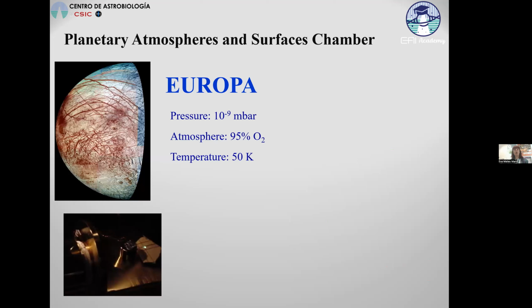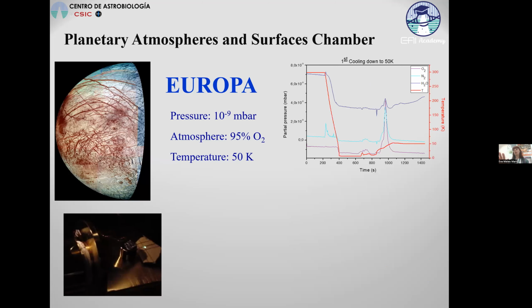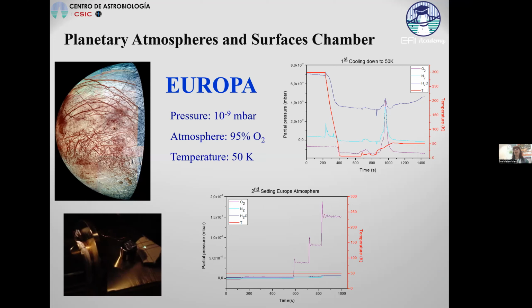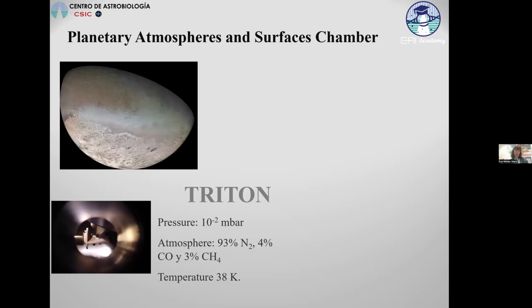Our lower limit is Europa, 10⁻⁹ millibars. In this case, we cool down the sample holder to 50 Kelvin, and then we start introducing the gas in different steps until we reach a 95% oxygen atmosphere at 50 Kelvin. Furthermore, those objects, Mars and Europa, are very interesting in the astrobiology field.